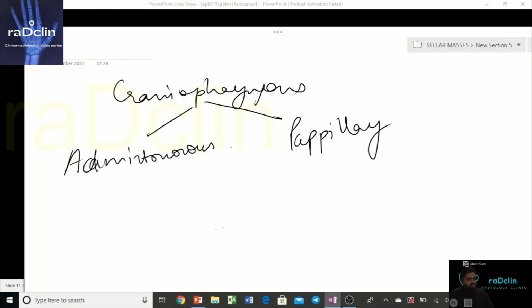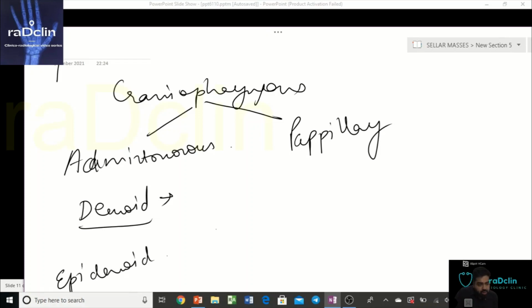Now other differential cystic lesions could be a dermoid. How do we differentiate a dermoid? A dermoid will always have a fat density or calcification density within it. Another could be an epidermoid cyst. The epidermoid cyst has a classical feature that it shows restricted diffusion on diffusion weighted imaging, so that is a point that can help to diagnose it. Also, mostly it's not in the midline, it's off midline.